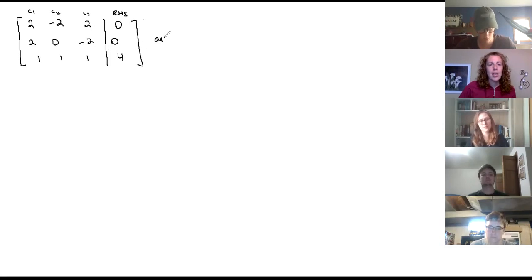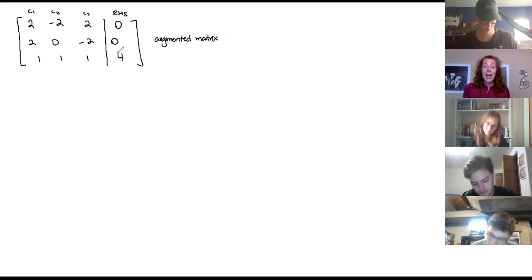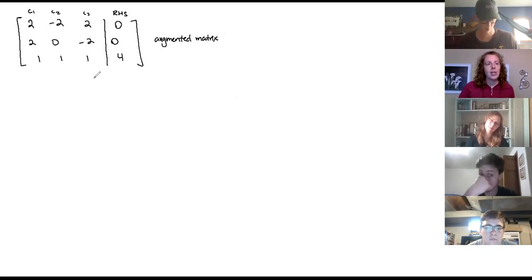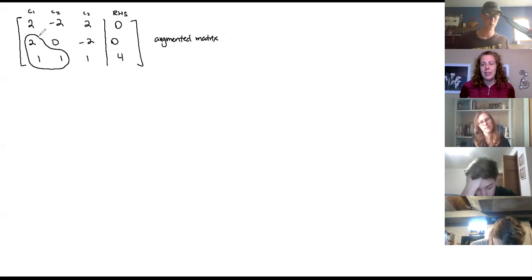So this is my augmented matrix. It's called augmented because it has the extra part on the right-hand side. This is the augmented part right here, this part on the right-hand side. And now what I want to do is turn this into a triangular matrix. So everything down below the main diagonal, that part, I would like to zero out. Everything below the main diagonal, I would like to zero out.